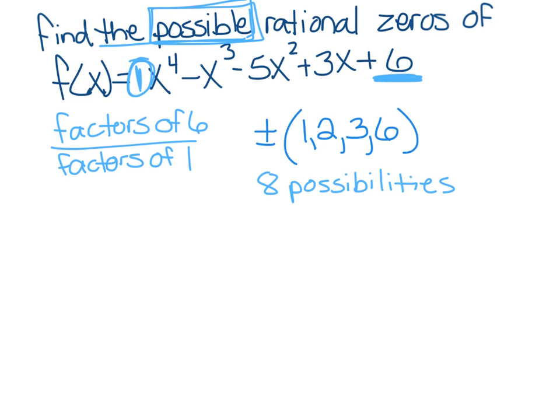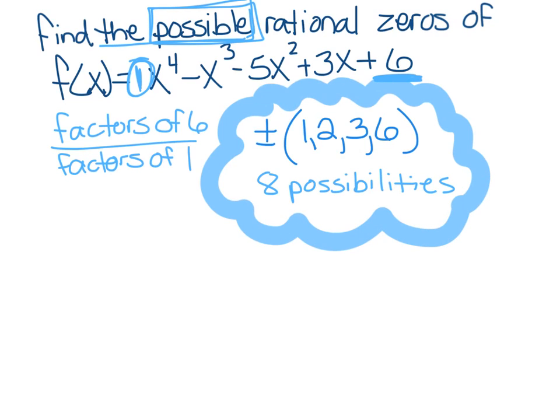8 possibilities. So, when we want to factor these big ones and we have no idea where to begin, we're going to make a list of possibilities like this. And then we can start doing synthetic division, which we learned in the last module, to test and see which ones are actual zeros.